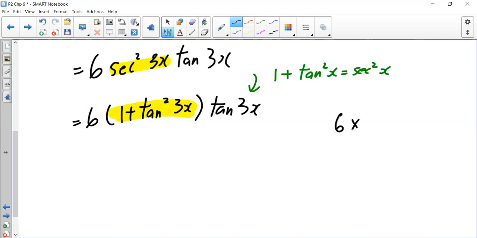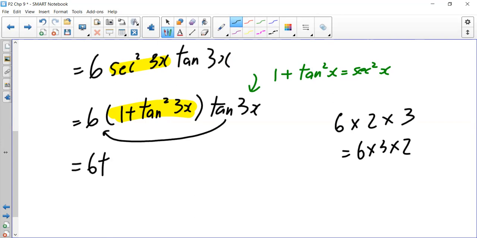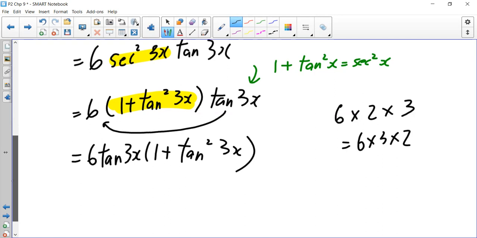If I do 6 times 2 times 3, that's the same as 6 times 3 times 2, isn't it? So when you multiply them all, the terms can be rearranged. In other words, I can bring the tan 3x to the front, like 6 tan 3x, 1 plus tan squared 3x. Obviously, this step is not required if you see it through from the beginning. So you can expand the bracket now.